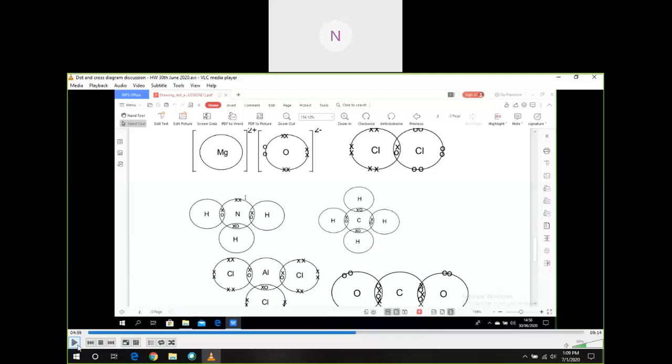And teacher, for question number two, the ionic bonding. Since there are two Cl, instead of drawing the Cl twice, can I put the number two in front of it? Okay, no problem. Thank you, teacher.